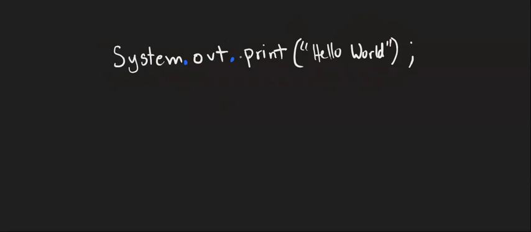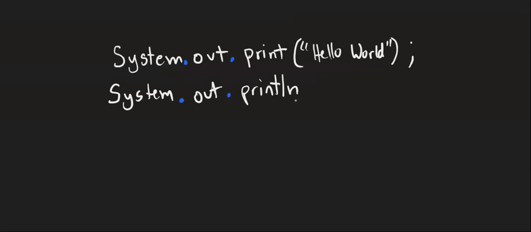Now, there's another sort of print statement that you can use, and this one is actually more commonly used. It's the println statement. You have the same format: System dot out dot print, but instead of just print, you have print and then ln after that.